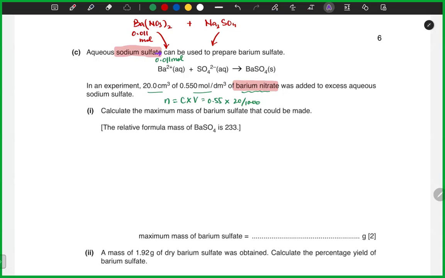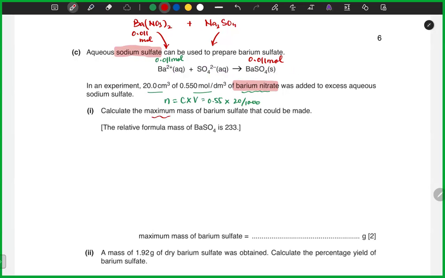So barium nitrate has one barium, right? So the moles will be exactly the same. Like if I have 10 barium nitrates, it's going to produce 10 bariums, right? So they have exactly the same ratio. And the moles of sodium sulfate and sulfate will be exactly the same. Like one sodium sulfate has one sulfate ion, right? So which is why this is also going to be 0.011 moles. And since everything is 1:1 in the equation, the moles of barium sulfate are also going to be 0.011 moles. Okay? Same ratio, 1:1. So calculate the maximum mass.